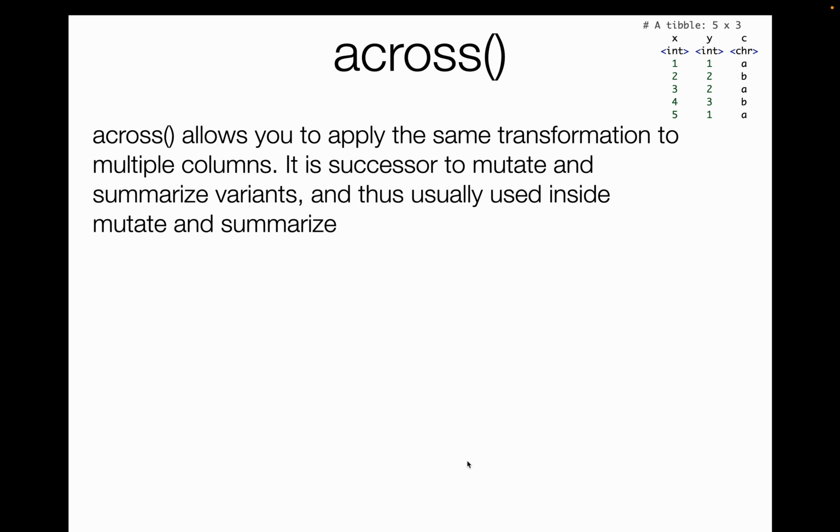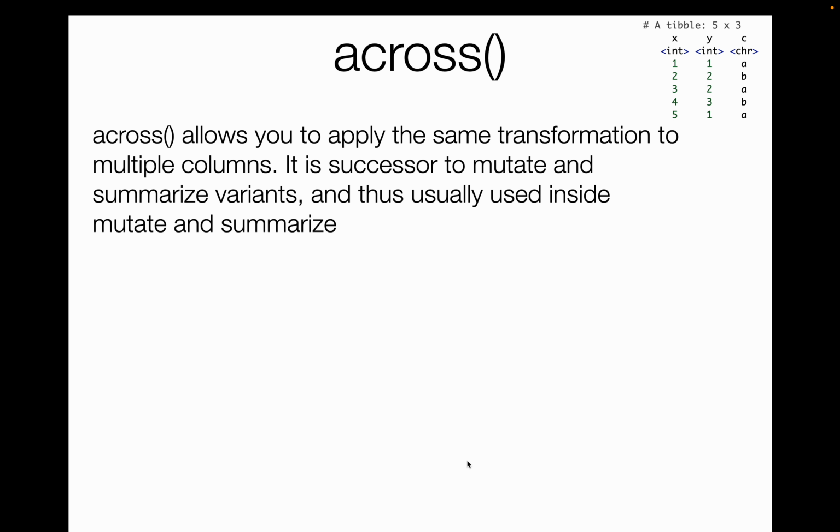Now, I had discussed previously in the last video, mutate and mutate variants. There was also select variants and a few different things. And especially for mutate, I talked about how they were old. The mutate variants were superseded. What were they superseded by? They were superseded by this function, across.